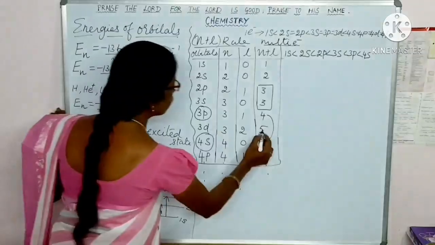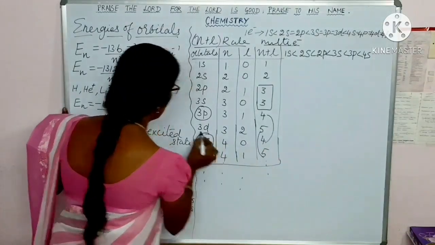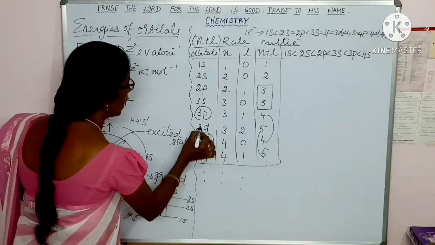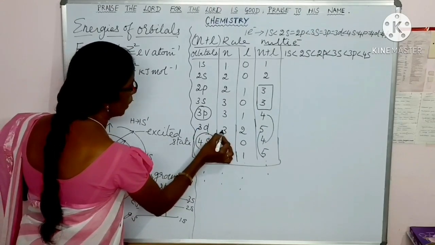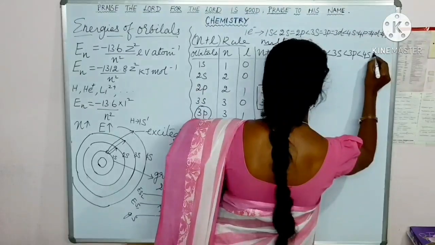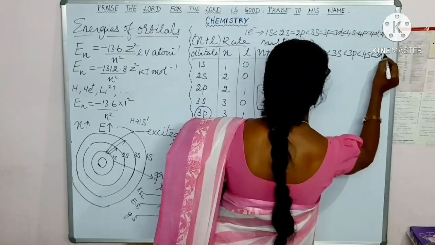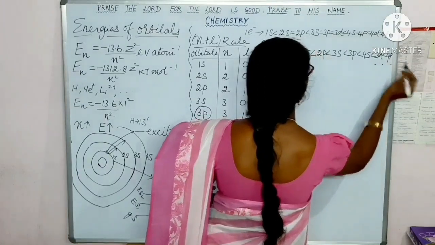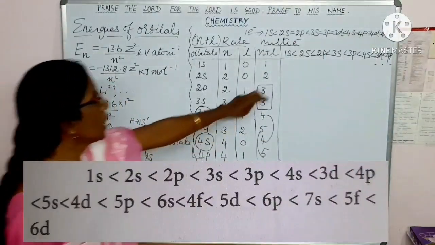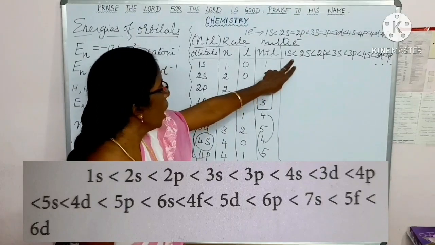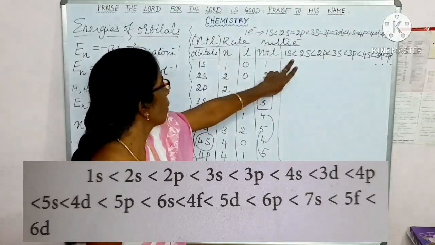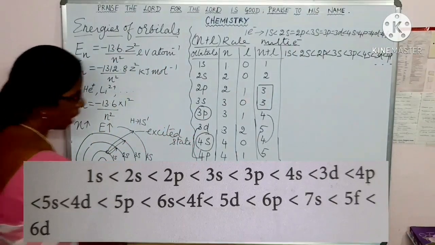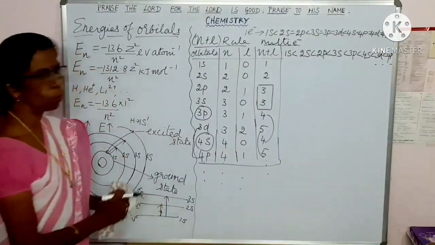Then these two are with the same n plus L value. So when you compare this 3d and 4p, 3d has the lowest n value. After 4s, you will get 3d, then comes 4p, etc. So this is the increasing order of energy of the various orbitals in the case of a multi-electron system. So now we have learnt about the n plus L rule.